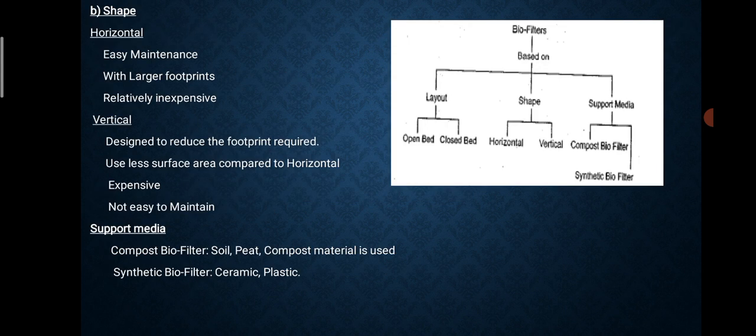B. Based on shape, it is classified into two types: horizontal and vertical. In horizontal, it is easy to maintain with larger footprints. It is relatively inexpensive. In vertical, designed to reduce the footprint required, use less surface area compared to horizontal, not easy to maintain.